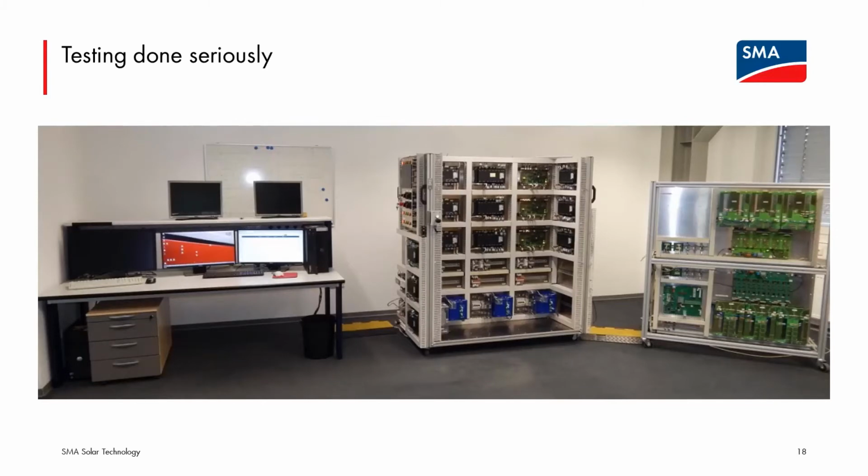The left card hosts the control boards of 3 inverters. Marked in yellow are the ones belonging to one inverter. The right-hand card contains the power electronics boards.